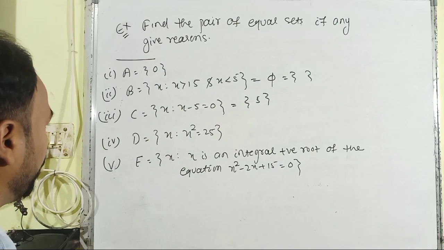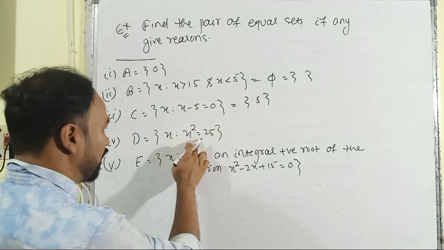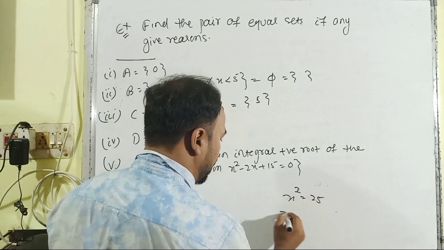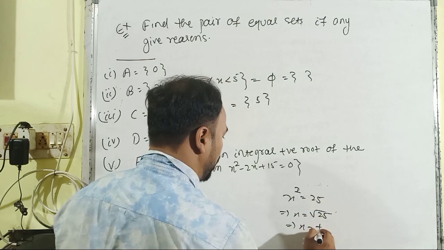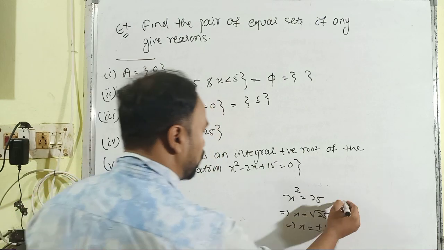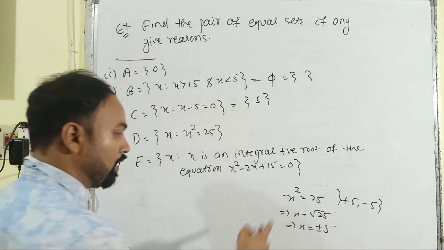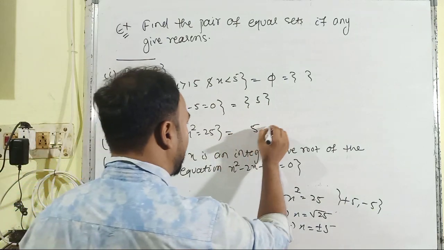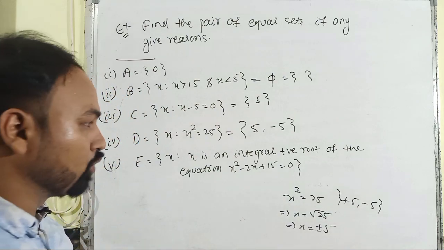Then let us move towards the fourth set. It has been given that D is a set of x such that x square is equal to 25. If x square is equal to 25, then x is equal to the square root of 25. That means x is equal to plus minus 5. That means there are two answers. One is plus 5, another is minus 5. That means it is a pair set. So the D set is a pair set containing two elements, one is plus 5 and another is minus 5.